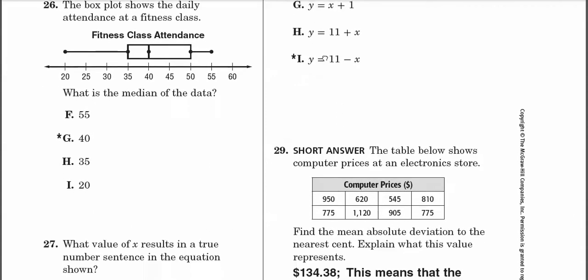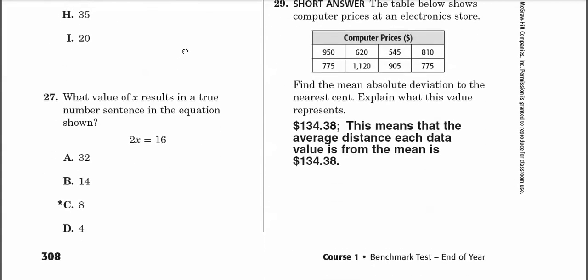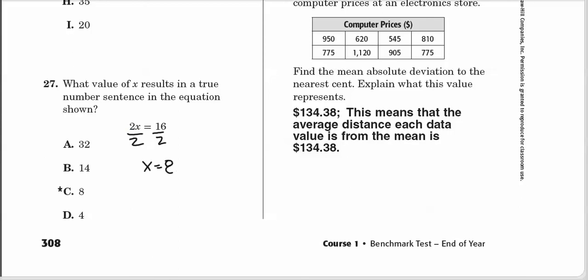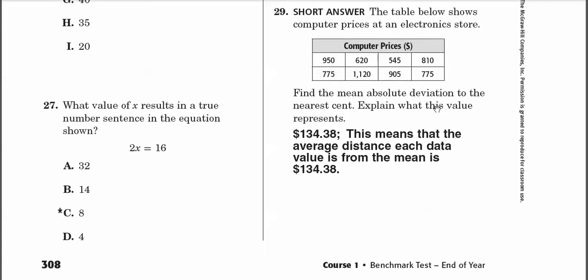Okay, number 26 shows a box plot, and they want us to figure out the median. Remember, the median in a box plot is the one that falls right in the middle, so it's 40. Okay, number 27, we would divide both sides by 2. X would equal 8. Over here, if we look at this one, they want us to find the mean.